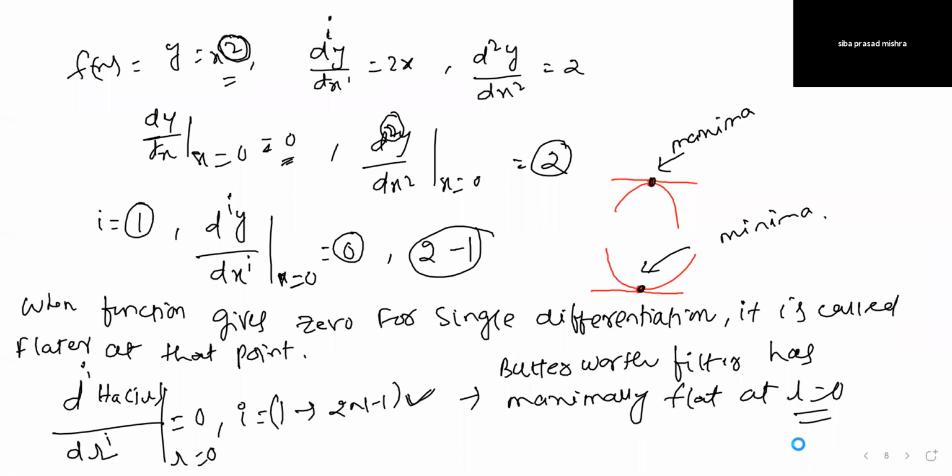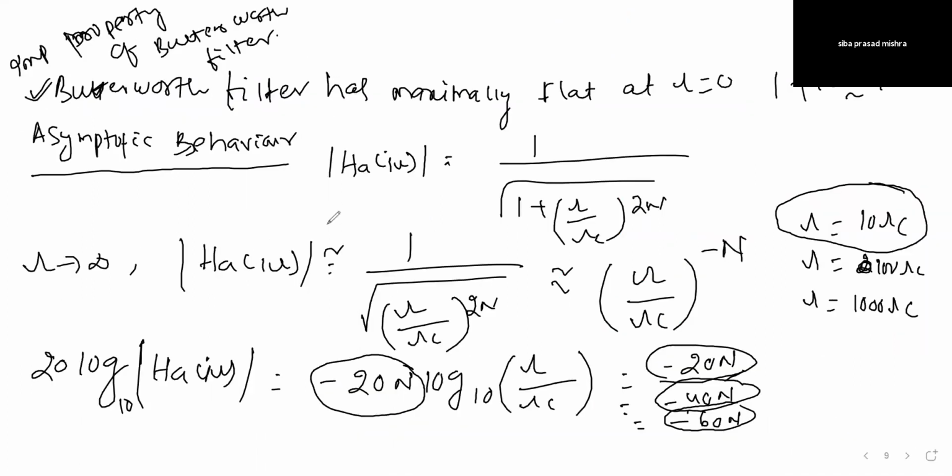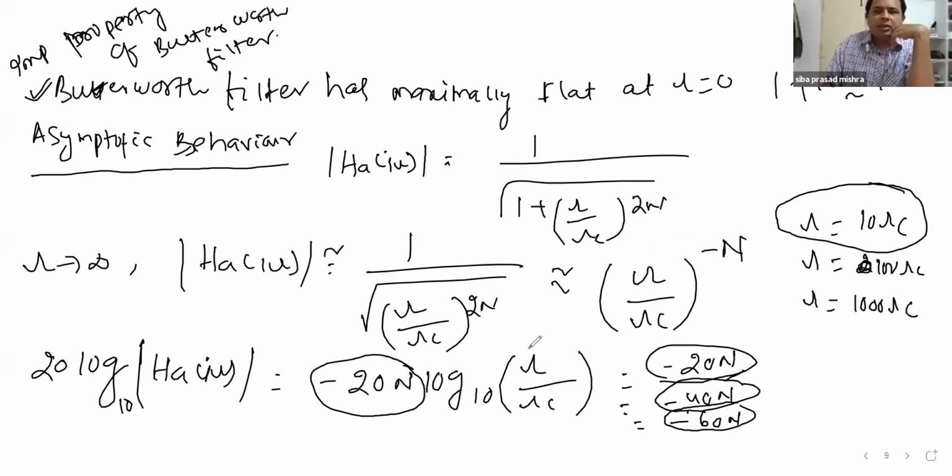And finally, we discussed this asymptotic behavior, and what you observe is that when omega is increasing by a factor of 10, then the complete characteristics is decreasing by 20n. Okay, this we got.